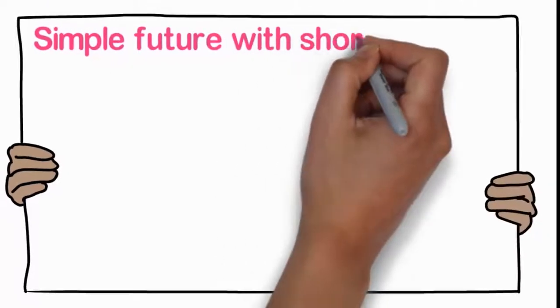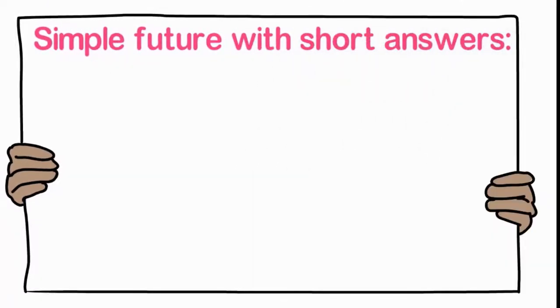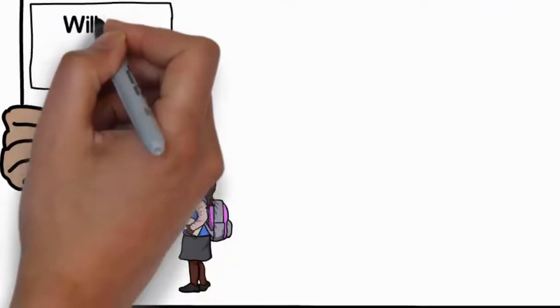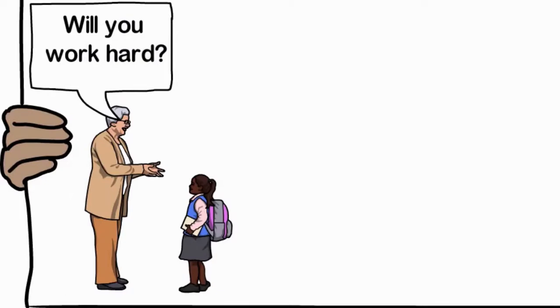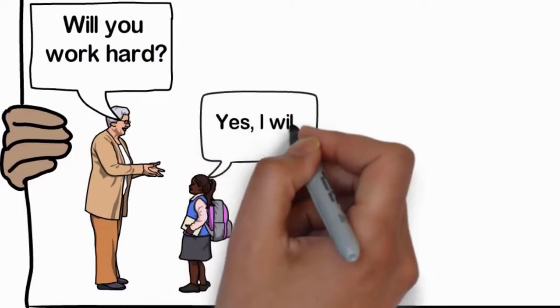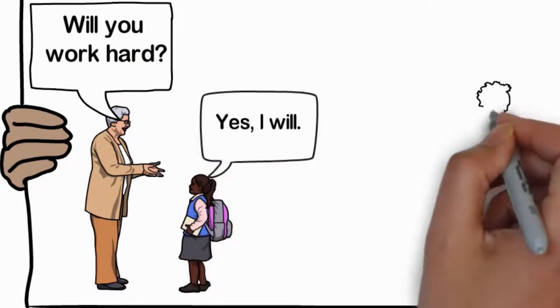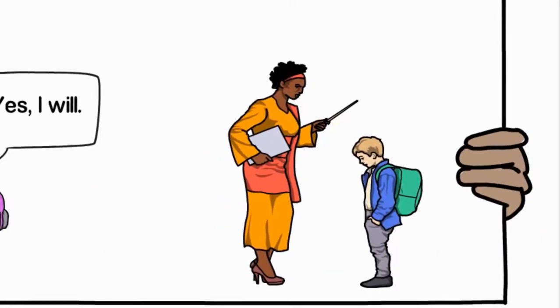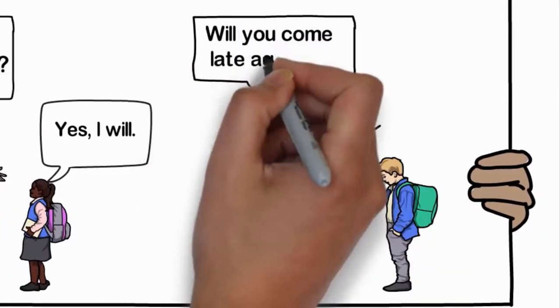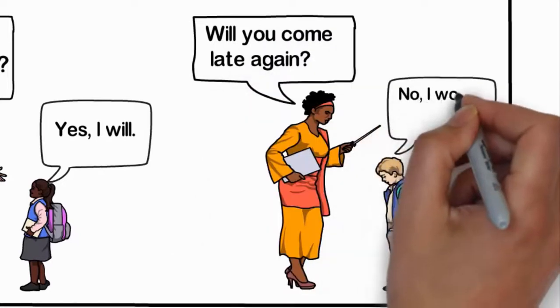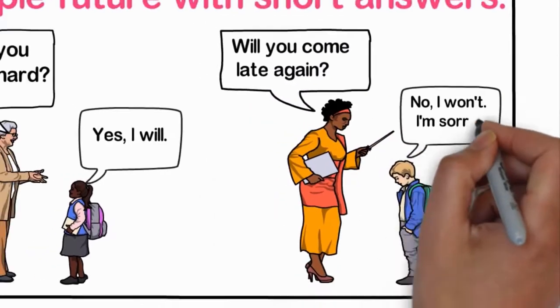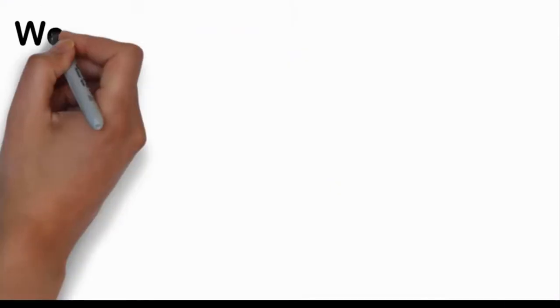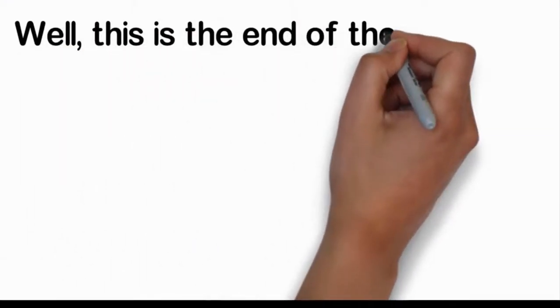Simple future with short answers. So look at this dialogue. Will you work hard? Yes, I will. This is positive. Will you come late again? No, I won't. I'm sorry. This is a negative answer. Well, this is the end of the lesson.